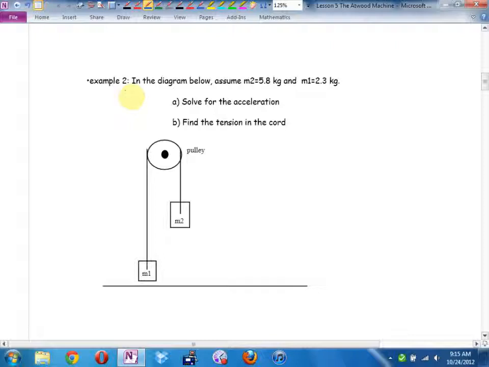Okay. Example 2. Now we have unequal masses. Mass 2 is 5.8, mass 1 is 2.3. Solve for the acceleration and find the tension. You know what? This looks like a job for a free body diagram. Except I'm not going to redraw everything. I'm going to label the forces.